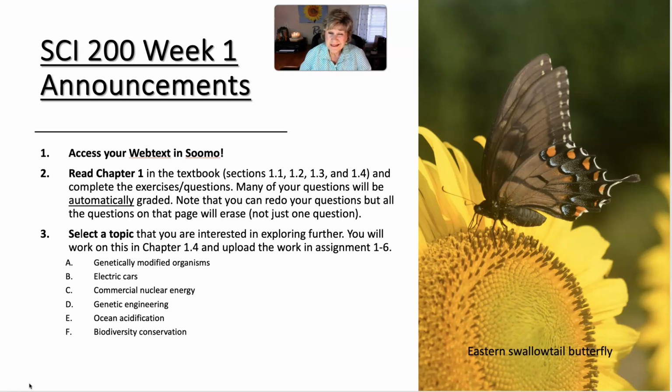Biodiversity conservation is important for ecosystems to be biodiverse. You need to have lots of different species present in order for an ecosystem to be healthy. Lots of different species, lots of numbers of those different species. So that's a great one too. Biodiversity conservation is important because we destroy habitats literally every day with our construction and human habitations. So that's a good topic too.